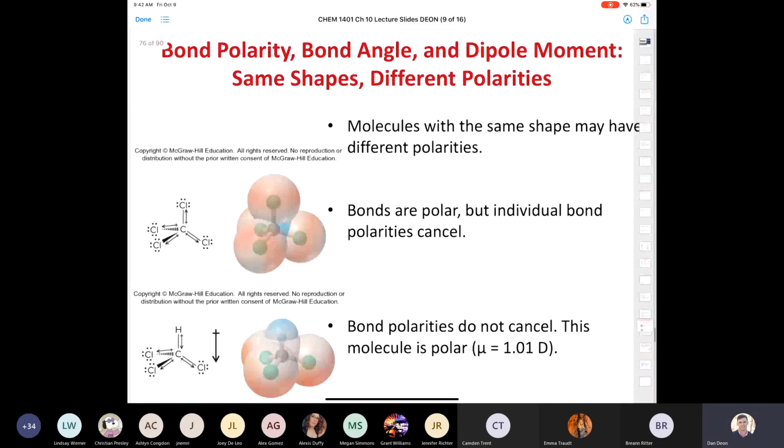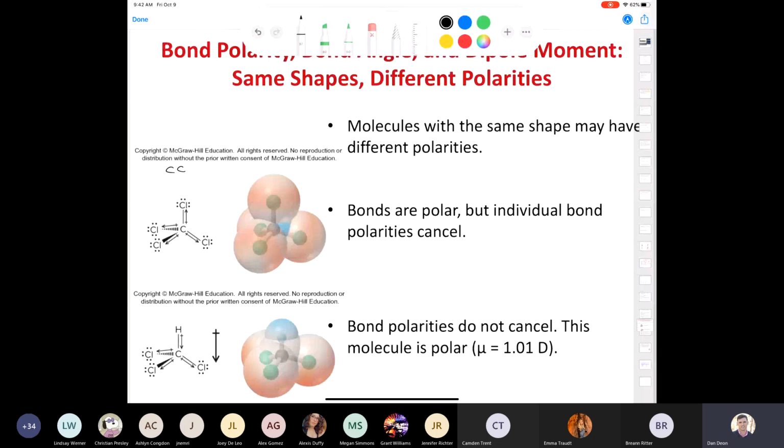We're going to compare these two molecules. The molecule on the top is CCl4, and this molecule is CHCl3. Both of these molecules have the exact same shape. They both have a tetrahedral molecular geometry. But the difference is that they have very different polarities.